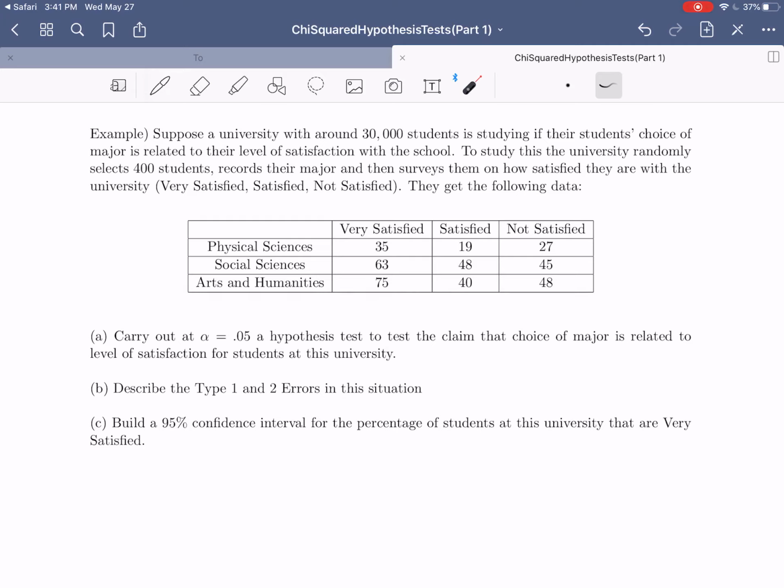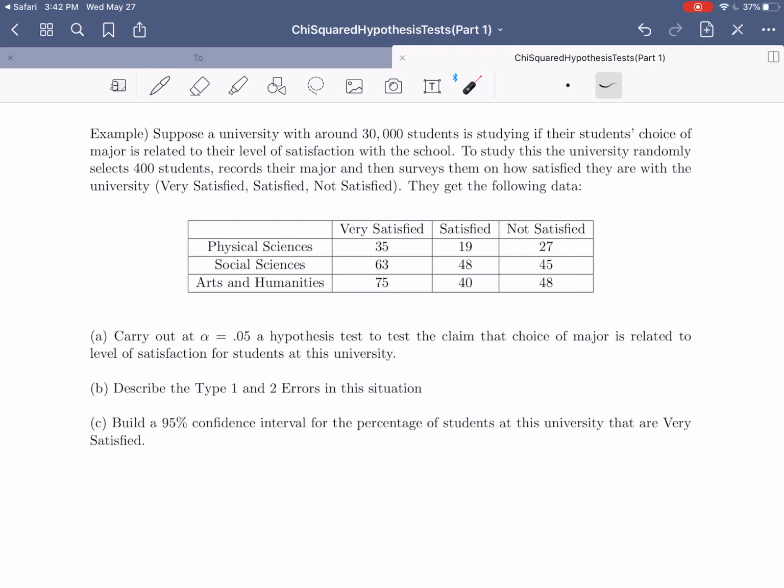Remember, the way to read this two-way table is that each of these values is the number of people that had both of these traits. So there were 35 students who were majoring in physical sciences and were very satisfied. There were 48 students who were majoring in social sciences and were satisfied, and so on and so forth.